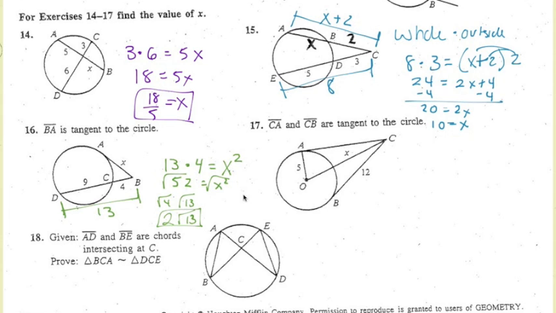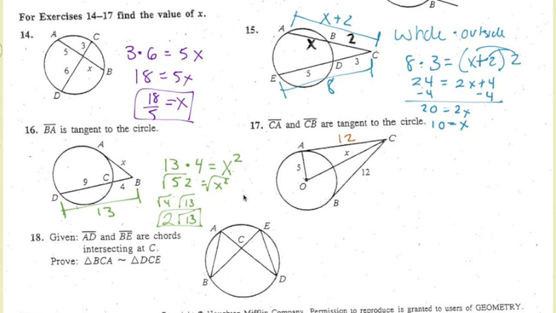Number 17. We're told CA and CB are tangents to the circle. What does that mean about CA and CB? They are congruent. Tangents to a circle from a point are congruent. So since they're both from point C, they are both going to be 12. We are looking for x, that line that goes through the middle there.